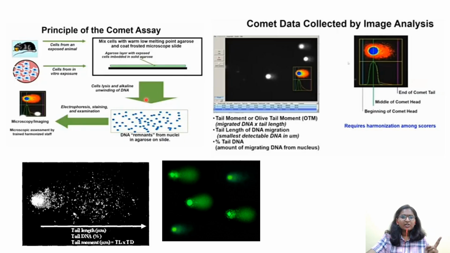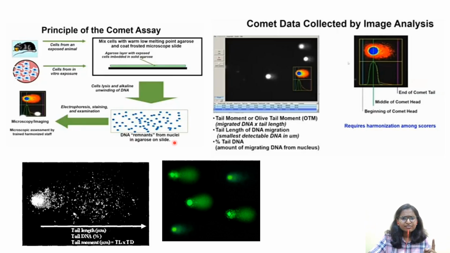So this is the principle of the Comet assay. Cells from an exposed animal or cells from an in vitro exposure are mixed with warm low melting point agarose and coated onto a frosted microscope slide. This is the slide: an agarose layer with exposed cells embedded in solid agarose. Okay, cell lysis and alkaline unwinding of the DNA takes place.